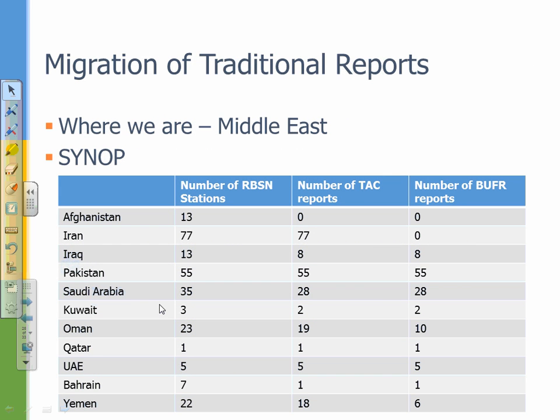But we still need to migrate the traditional reports to TDCF. This is the same data, but I counted the number of RBSN stations for the Gulf and the adjacent countries, and the number of TAC reports and the number of BUFR reports. As I said before, most of the countries have migrated to BUFR data. I can see a smaller number in Yemen and Oman, but I believe this is a small problem in conversion software, so we can find a way to improve it easily.